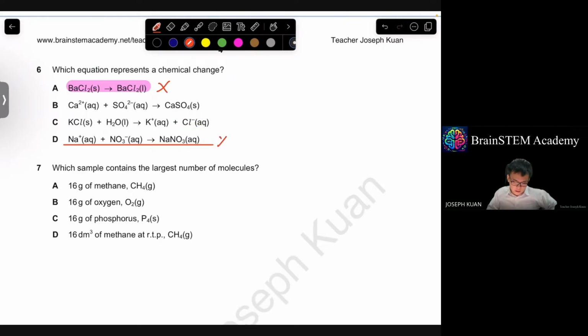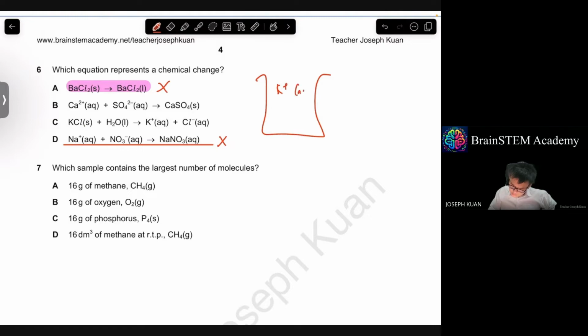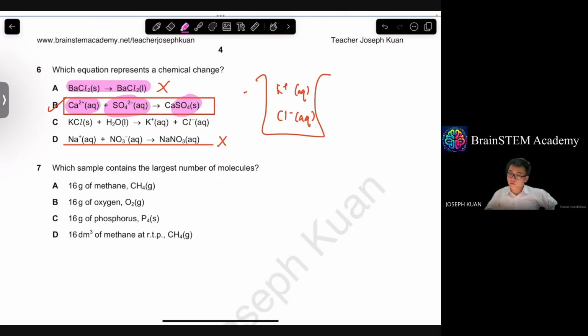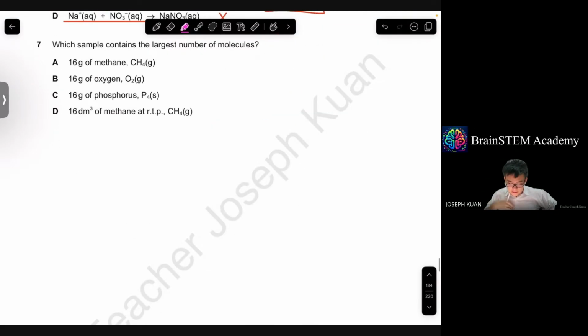And C also is wrong because C refers to dissolution of potassium chloride in water. When it dissolves in water, it forms potassium and chloride ions. That's just dissolution. It's not a chemical change. So the chemical change will be B. B is a precipitation reaction involving 2 aqueous ions turning into a solid chemical. Right, move on. Which sample contains the largest number of molecules? Well, we have to find out the moles.